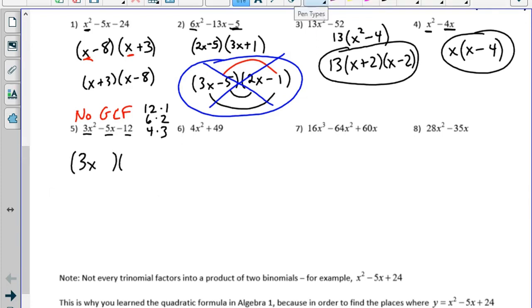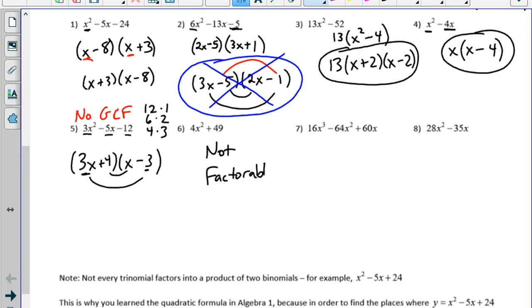So I have 3x and x. So I can try 4 and 3. That's okay, because the 3 is not matched up with the 3. And if I look at this, I have 3 times 3 is 9. 4 times 1 is 4. 9 and 4 I can manipulate to get 5. So this ends up working out. So I have 3x plus 4 times x minus 3. That works.